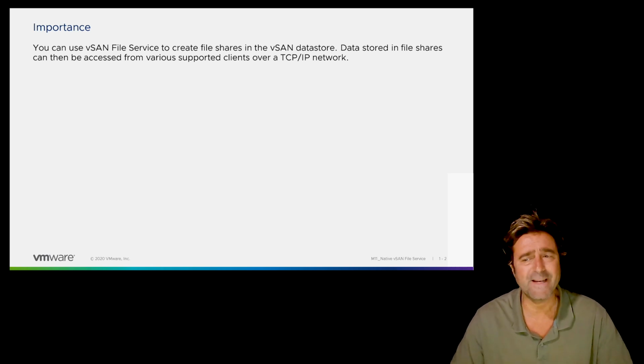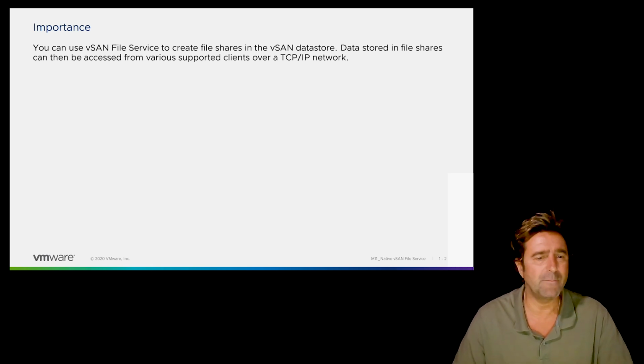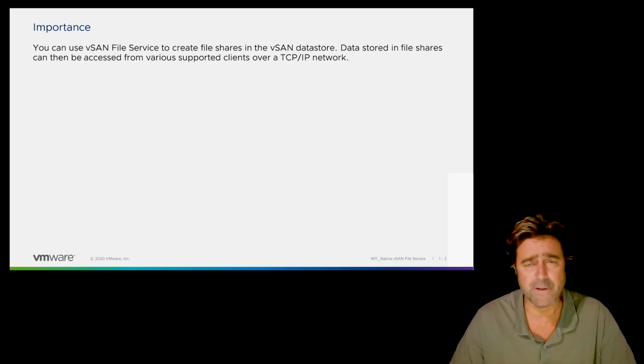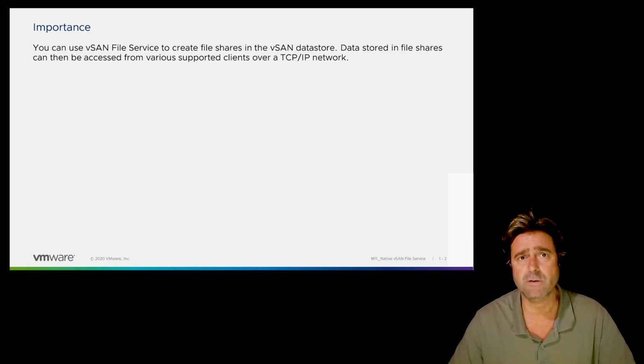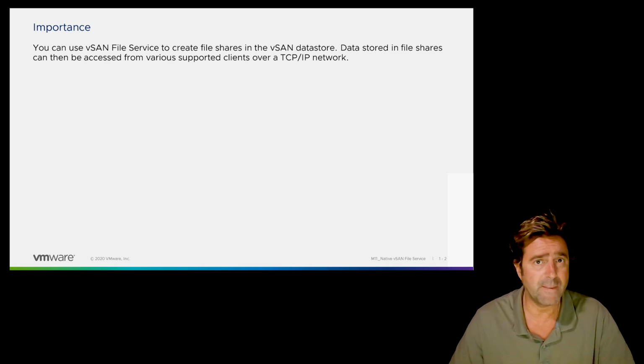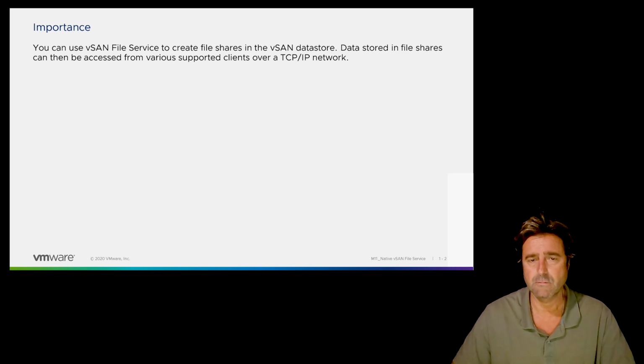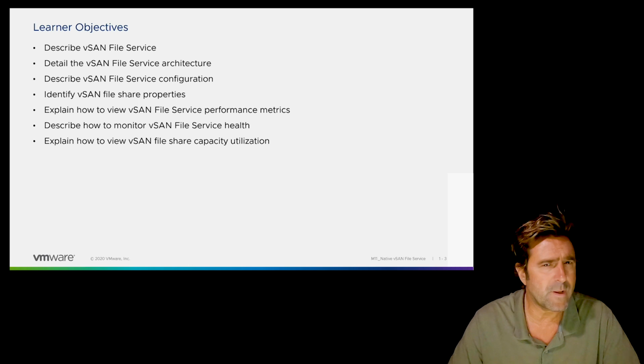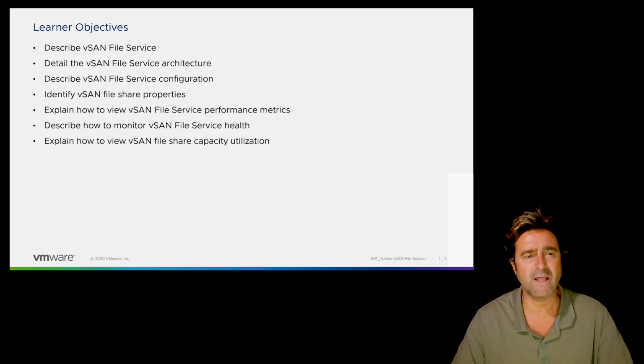Notice it says data stored in the file shares can then be accessed from various supported clients over a TCP/IP network. So what we're talking about is potentially having other machines like Unix machines, Linux machines, or for that matter, even Windows machines. And again, these non-vSAN cluster members are going to be the clients, and they will be able to access your shares.